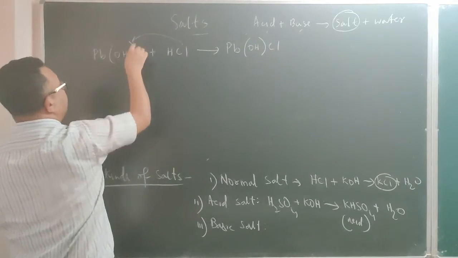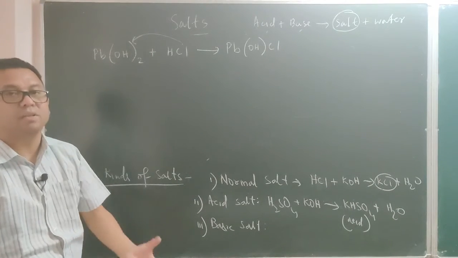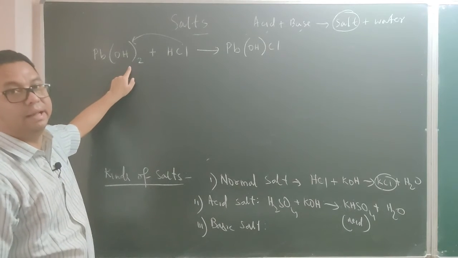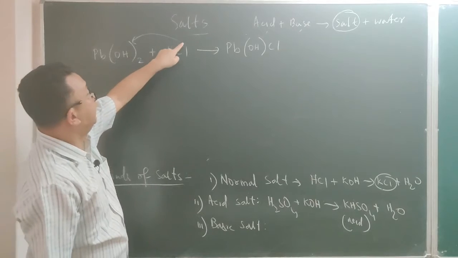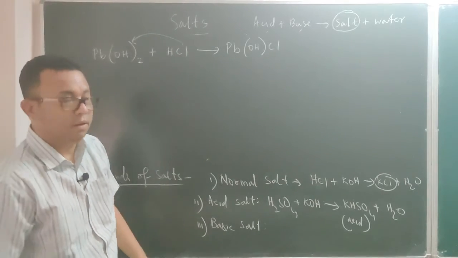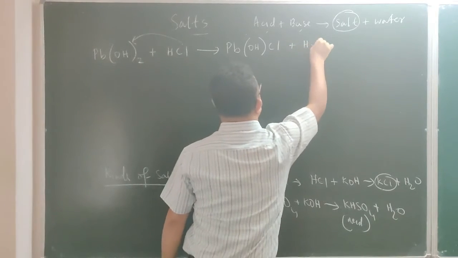This Cl is going and replacing it. Previously we discussed partial replacement of hydrogen ion, but here it is partial replacement of hydroxyl ion. So out of 2, only one is replaced. And who is replacing? Not the metal. It is the anion which is replacing it. You can see one of the OH ions has been replaced to give you a salt, and then the other one is water.